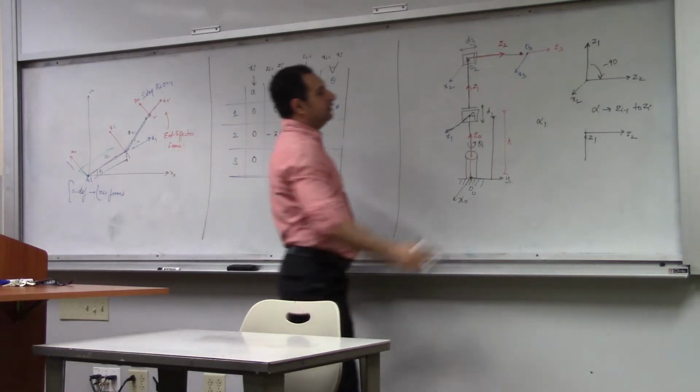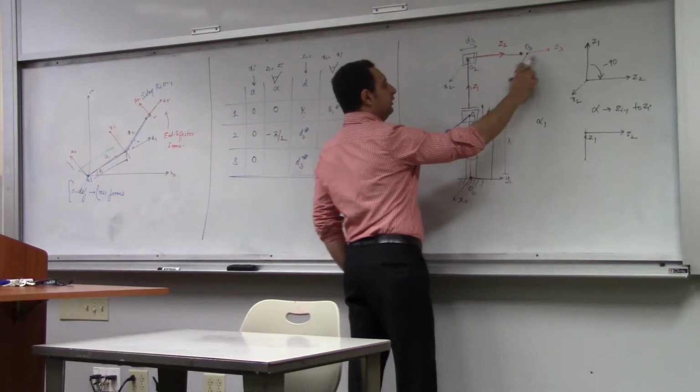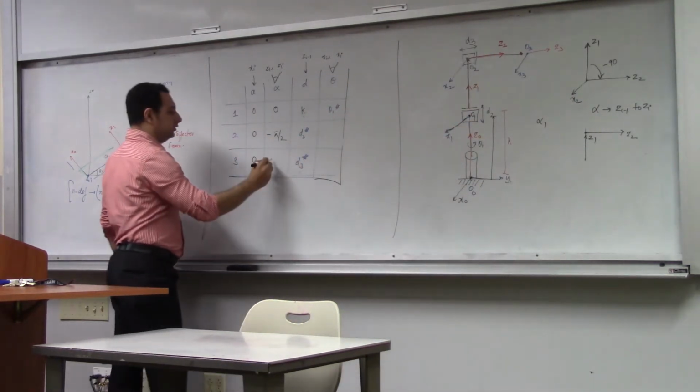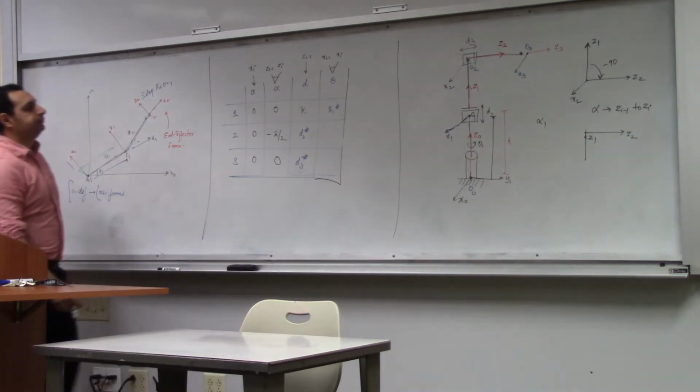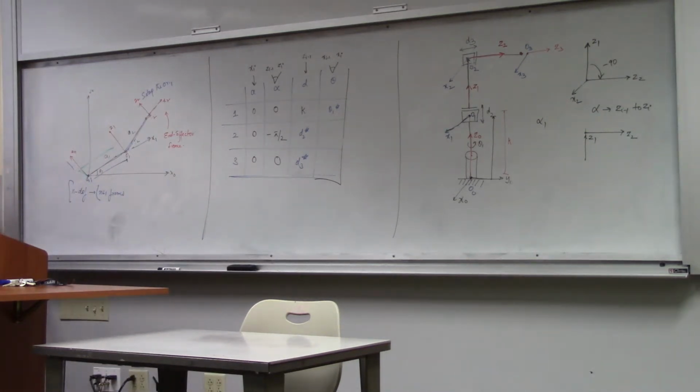The next alpha is obviously 0 because these two are parallel. So that is nothing special. So this will be 0.